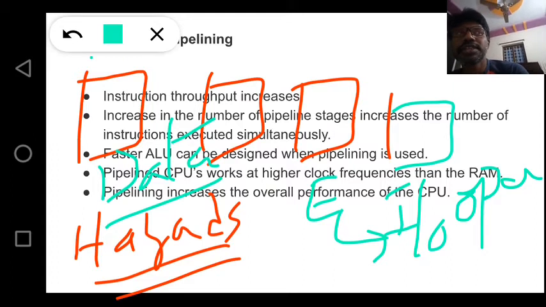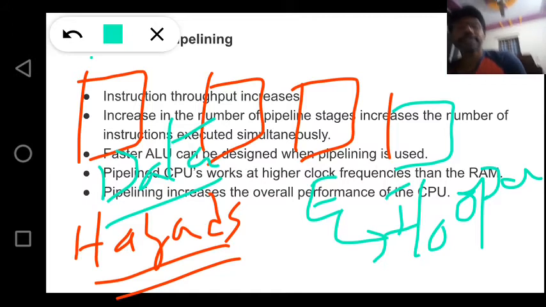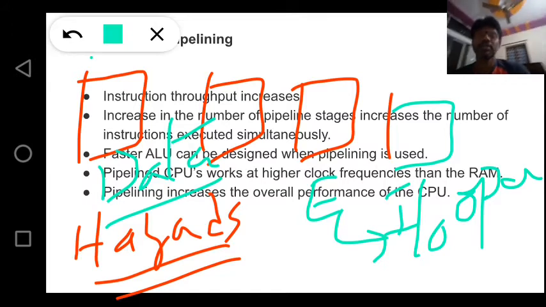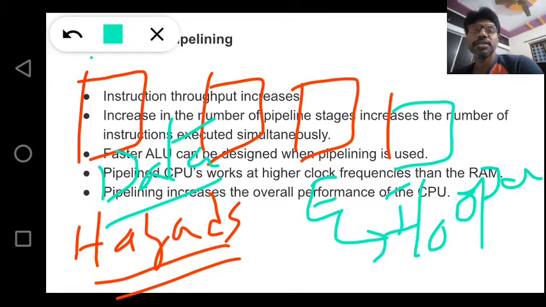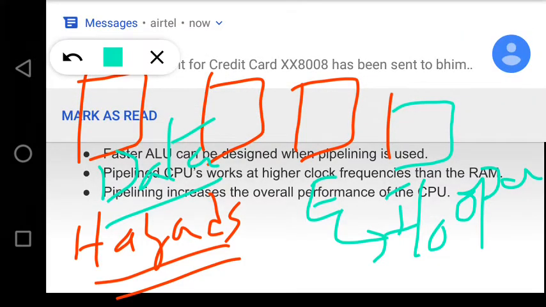Then there is a consistency hazard or data hazard, which says that when the first instruction is trying to update the data, its execution is still not completed. Meanwhile, the second instruction might want to read the data, which leads to data inconsistency. So these are some of the disadvantages of pipelining as well.